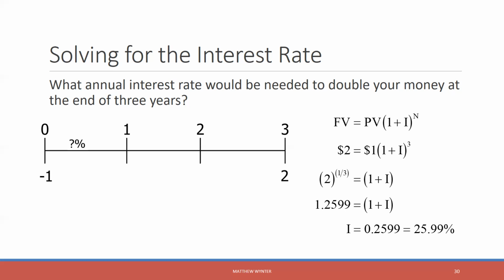And now on my left-hand side, I've got a number. I've got the cube root of 2, which is a number, equal to 1 + i, and I solve down for i. So in this example, we said it would require a 26% annual interest rate to double your money at the end of 3 years. Okay.